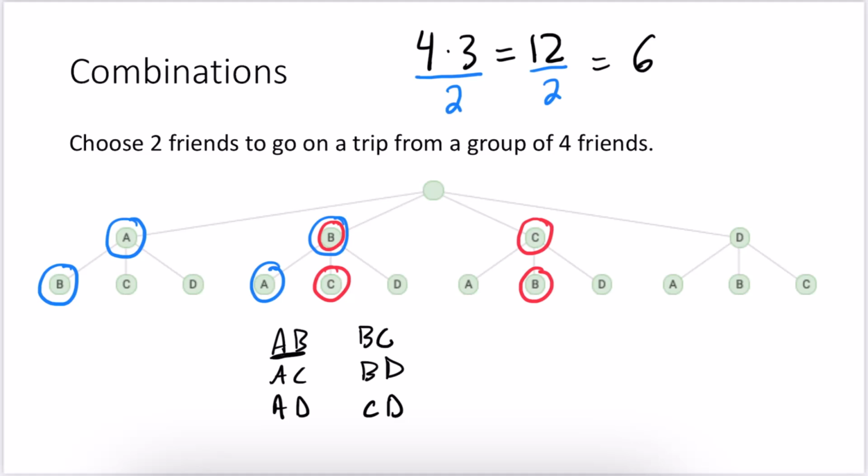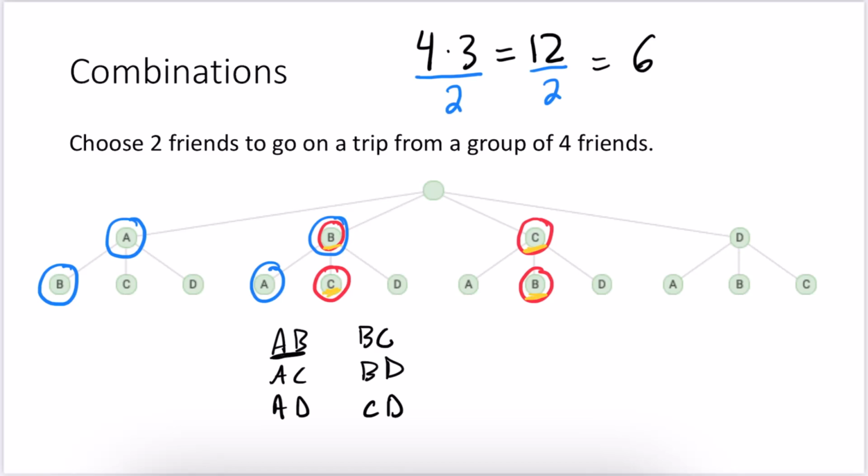And I want to point out how permutations are different than combinations. Because permutations start off the same way. You just don't divide by the duplicates. And the reason for that is because permutations are used in situations where the order does matter. So let's say that instead of choosing 2 friends to go on a trip from this group of 4 friends, maybe you were choosing a president and a vice president. Well, if you were doing that, then it does make a difference whether you choose person C and then B, or if you choose B then C.